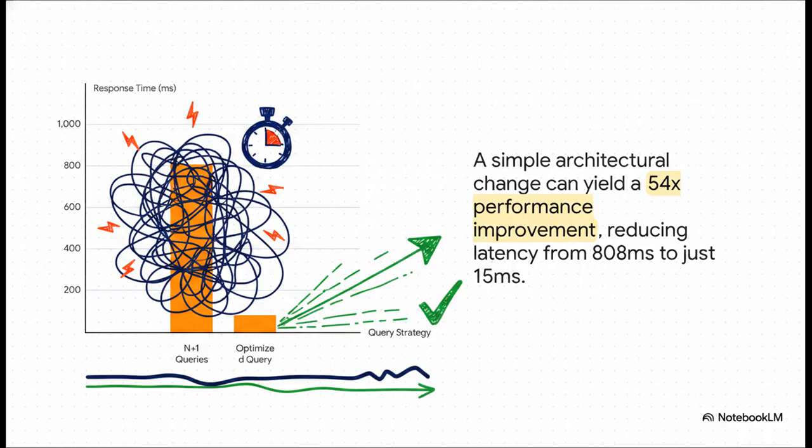A simple architectural change led to a 54 times performance boost. Yeah, you heard that right. A request that took almost a full second dropped to just 15 milliseconds. This isn't about buying faster servers. It's about choosing a smarter architecture. And a gap this huge, it's usually a symptom of a much, much deeper problem.